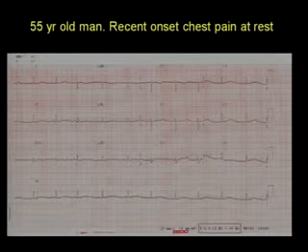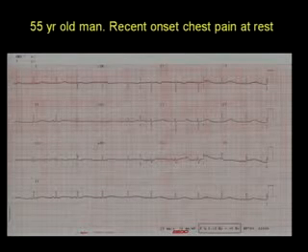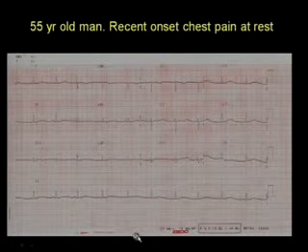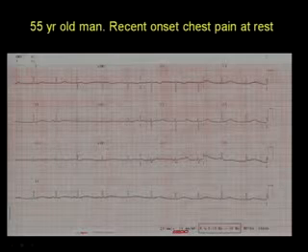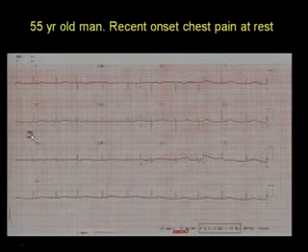This is an example of a middle-aged man who came with recent onset typical angina and presented to the outpatient, to the emergency room, by the time his angina had settled spontaneously and the ECG was completely normal.